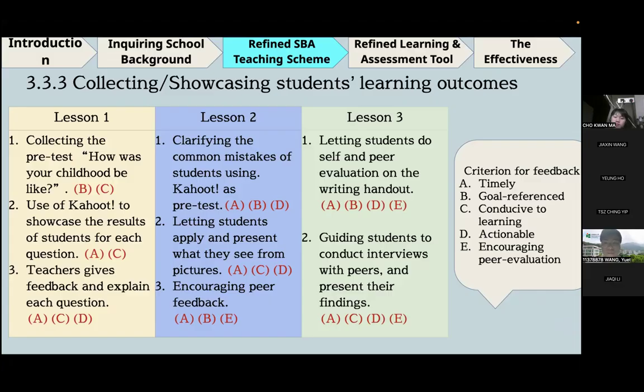For the last lesson, firstly, it would be about letting students do self and peer evaluation on the assignment of writing handout, and it aligns with criterion A, B, D, and E. And also, the teacher would guide students to conduct interviews with peers and present their findings so that we meet most of the criteria for feedback. And I think that would do it.